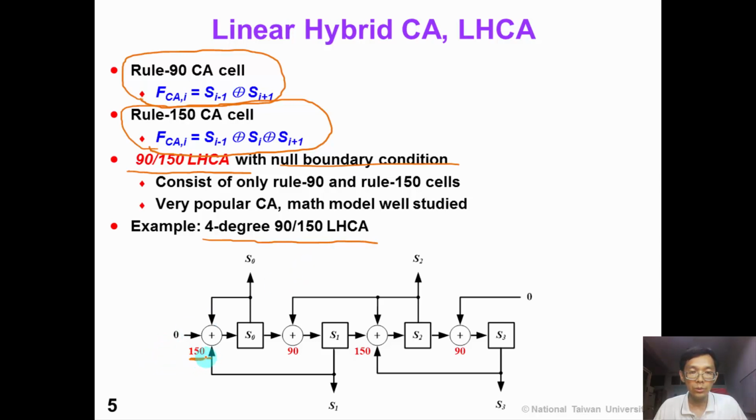This cell is rule 150 because it has 3 feedbacks. This cell is rule 90 because it has only the feedback from the left cell and from the right cell. It does not have an input from the cell I itself. Similarly, this is rule 150 because it has 3 feedbacks, and this is rule 90.